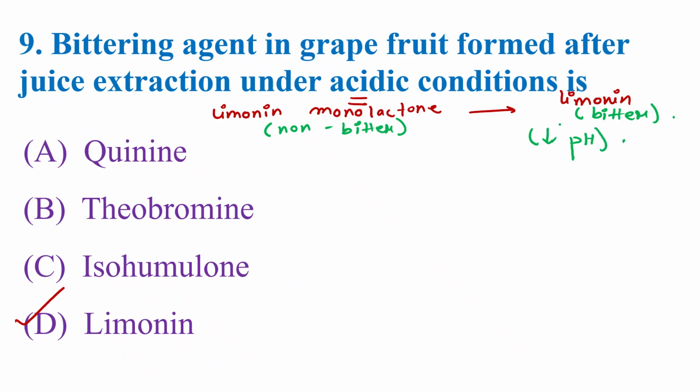Quinine, it is a bittering alkaloid which is found in the tonic waters, and theobromine, it is a bittering compound which is found in the cocoa, chocolates, and isohumulone, it is a bittering agent which is found in beer. So my correct option is option number D, that is limonin.